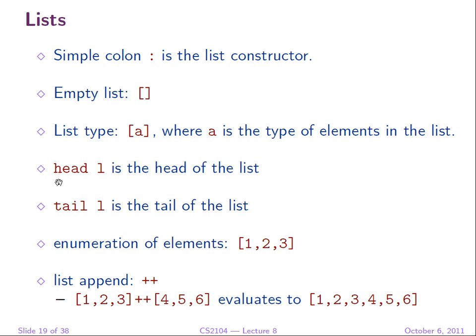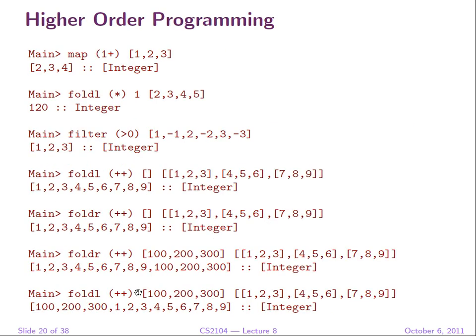We have accessors to the list, which are head and tail, right? Head will return the head of the list. Tail will return the tail of the list. They're the equivalent of car and cdr in Scheme. Right? Enumeration of elements goes like this. List append is the plus plus operator. Okay? And once we have lists, we can start thinking of higher order programming.